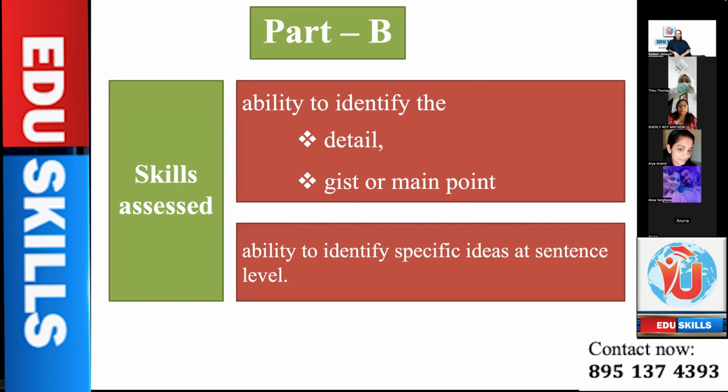The other one is the ability to identify specific ideas at sentence level. In each sentence, there are different ideas given. So for example, as we say, after the contrast word, another idea is given. Maybe the idea in the previous sentence, before the contrast word, is entirely different from, the opposite of, the other idea. So, ability to identify specific ideas at sentence level.